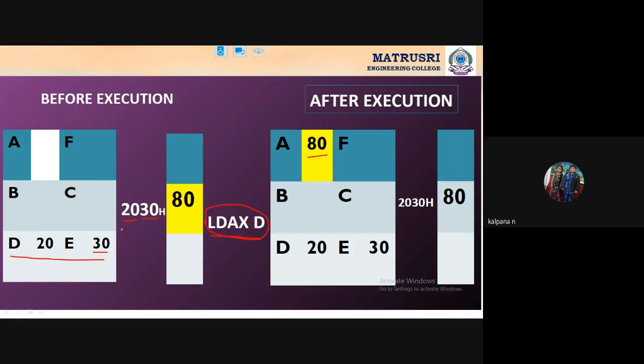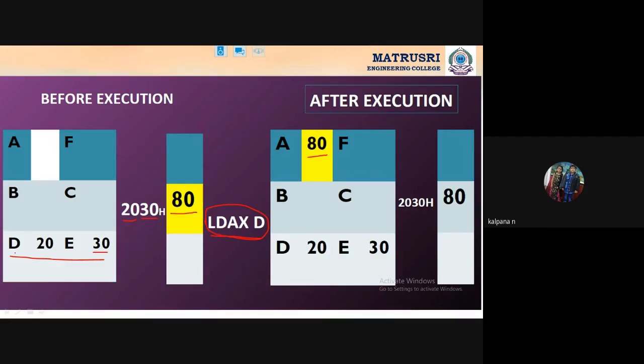This is somewhat of an indirect method. LDAXD means D consists of a memory location, and in that memory location, whatever data is present, that data we are loading into the accumulator. Which means the data is not represented directly. Understand? LDAXD: D consists of a memory location, and the data present in that memory location we are moving into the accumulator.